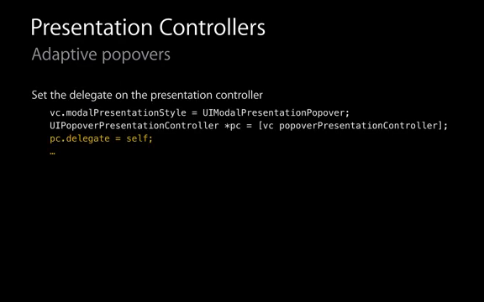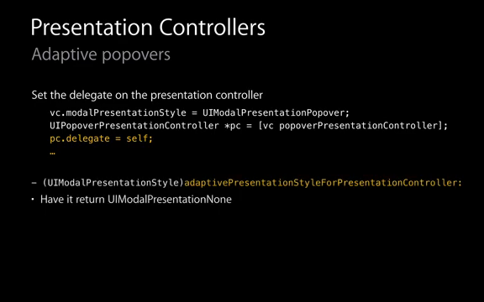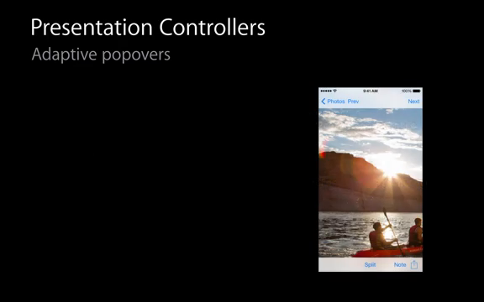Let's go back to our trusty delegate friend. This time it's adaptive presentation style for presentation controller. All I need to do is return none. And if I return none, the presentation controller is not going to be adapted at all. And now when I hit the Note button, I get an actual popover.